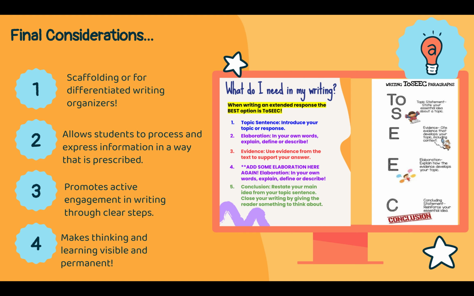The ToSEEC strategy is great for scaffolding and differentiating writing tasks, and it is great when combined with a graphic organizer. This strategy allows students to process and express information in a way that is prescribed, meaning that there is no deviating from this strategy because you have to follow it step by step, as the acronym states. It promotes active engagement in writing through clear steps, and it makes thinking and learning visible and permanent.